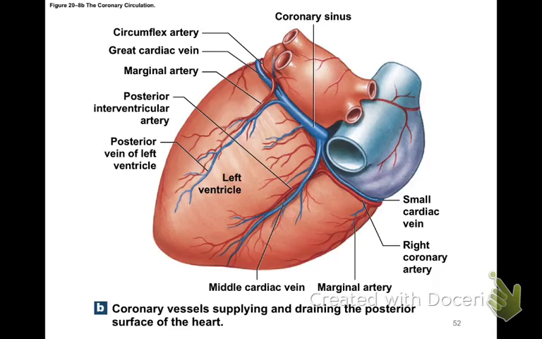You can also see the middle cardiac vein paralleling the posterior interventricular artery here. You can see one of the marginal arteries paralleling or dumping into the marginal artery coming off the right coronary artery, the right coronary artery paralleling the small cardiac vein.